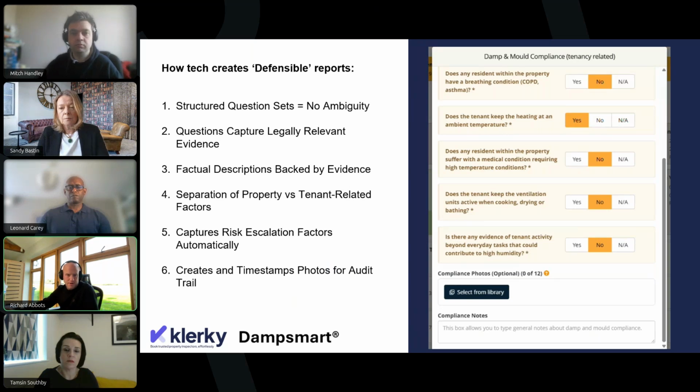And then the final point is a complete digital audit trail. As I said a moment ago, having consistent questions and photos with timestamps, everything gets stitched together in a secure audit trail. This creates a defensible record showing what was seen, when it was seen, how it was assessed, and exactly what evidence supports that assessment.